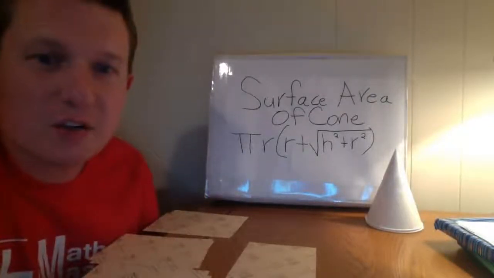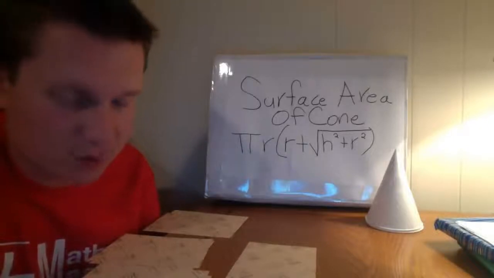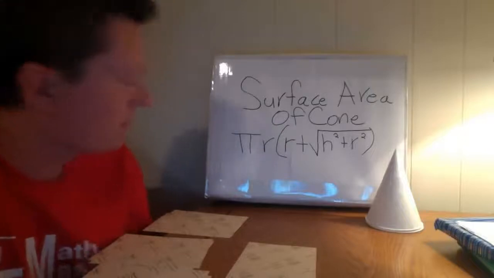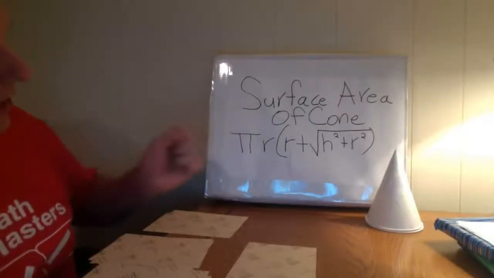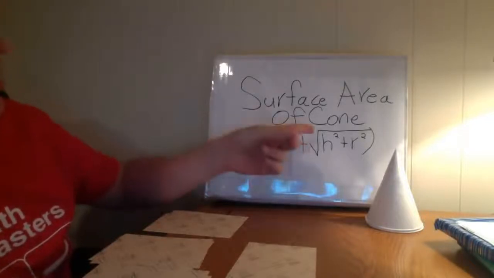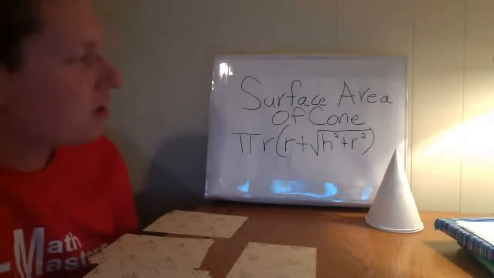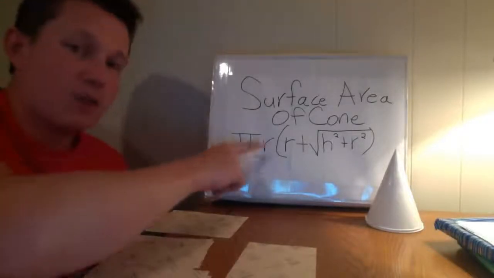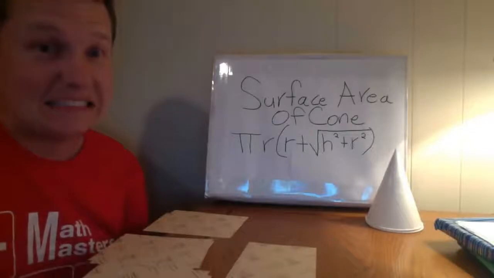Surface area of a cone. And I'm going to say this formula, and then we'll get into the step-by-step, because believe me, we do have some steps. Okay, so in parentheses, radius plus the square root of height squared plus radius squared, multiplied by pi multiplied by radius. Yee, tough one.